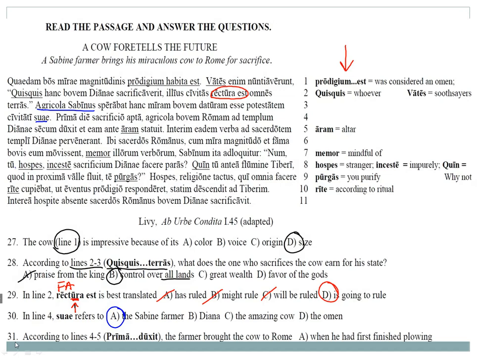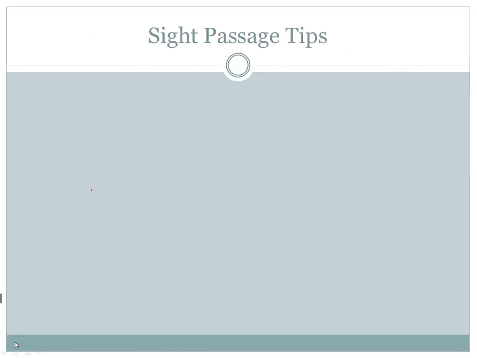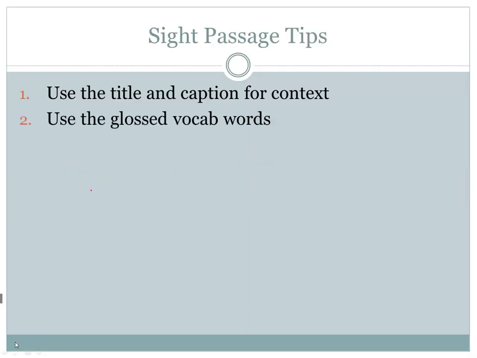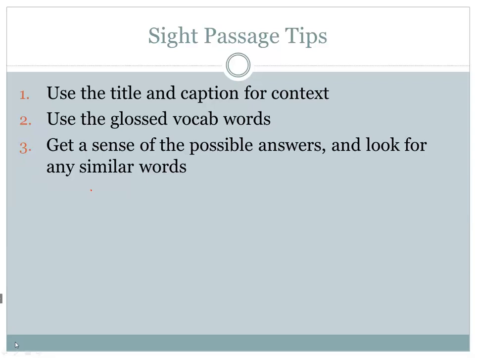So those are my biggest pro tips for you. These are just a couple of questions, but let's remember what we need to do when dealing with a sight passage. Number 1, use the title and the caption for context. Number 2, trust the glossed words if you have any. Number 3, read the answers before you jump into them. Get a sense of what any possible answers might be, and then run through the Latin briefly to see if you have any similar words that will give you an idea.